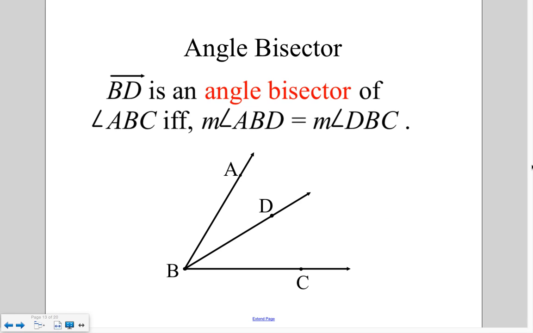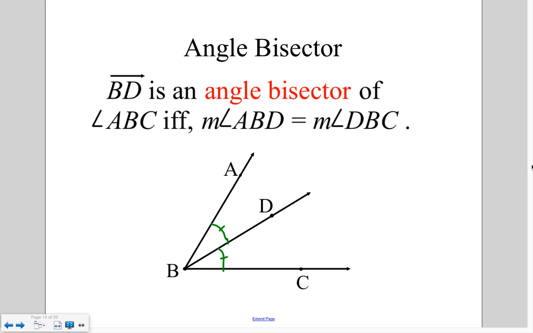Angle bisector. This is the same idea as a midpoint with segments. It says ray BD is an angle bisector of angle ABC if and only if the measure of ABD is equal to the measure of angle DBC. So we're talking about two angles that are the same. Now, I talked about how we can use the number of arcs. Well, you could also do arcs with hash marks to show equal angle measures.